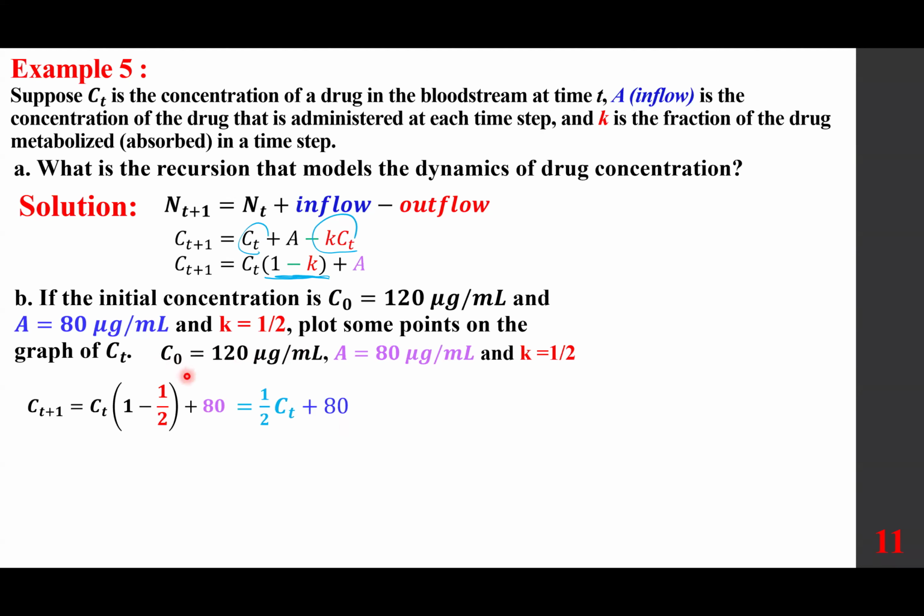So that means the next one is C sub 1. And C sub 1 is half of C sub 0 plus 80. So half of 120, 60 plus 80 is 140 micrograms per milliliter. The next one is C sub 2. C sub 2 is half of C sub 1 plus 80. So half of that, 70 and 80, 150.